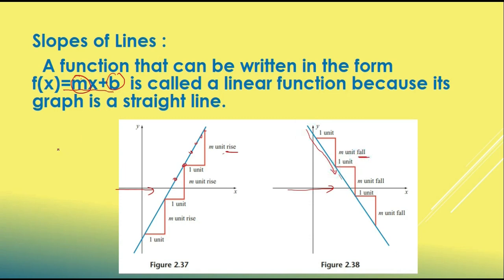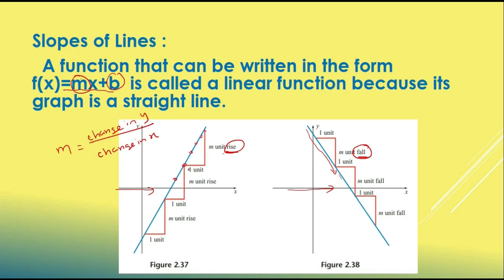Now the slope m is the change in y divided by the change in x, the ratio between the change in y with respect to the change in x. It is positive when y is rising, and negative when y is falling. Besides the units, the direction is represented by the sign.